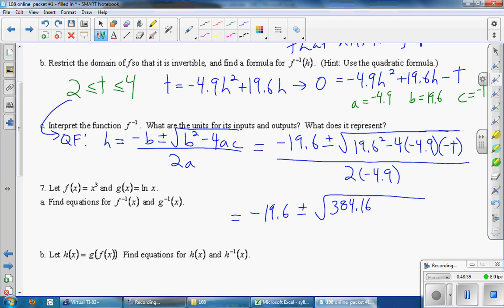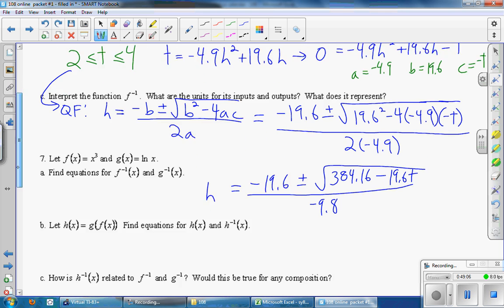Okay, and then minus minus is still plus. 4 times 4.9 is 19.6. Let's see if I got that right. Okay, that's good. And then divided by, don't forget, yeah, we got the t there, and then divided by negative 9.8. So that right there is h. Lovely. So then in terms of writing it with good notation, that's our inverse function.